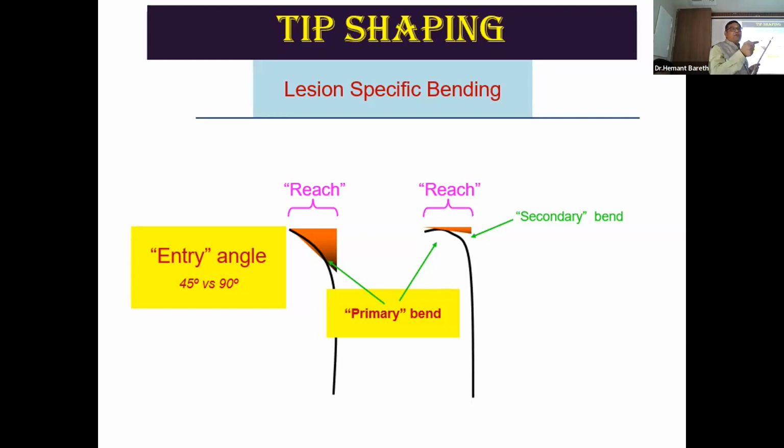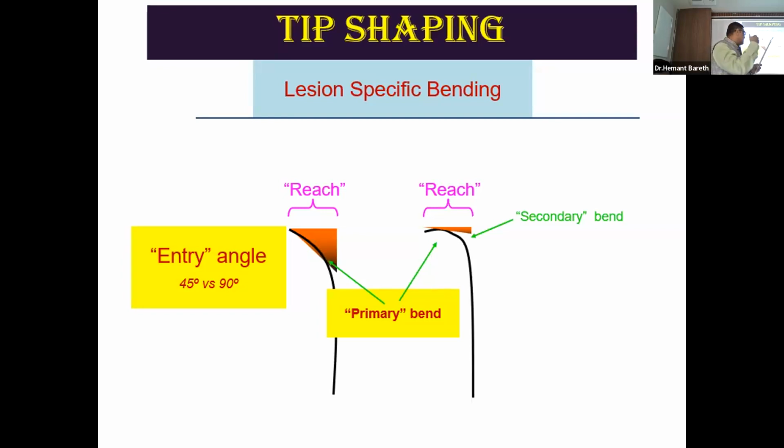If it is a CTO, you can't see the lesion, so you make only a 1 millimeter bend, so that this bend can pick up micro channels. If you make a bigger bend, then you can never cross the CTO. So either you don't make a bend, or you keep it straight, or you make only a 1 millimeter bend in a CTO lesion.